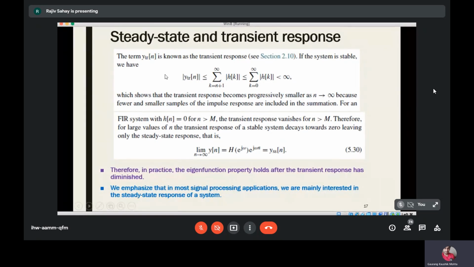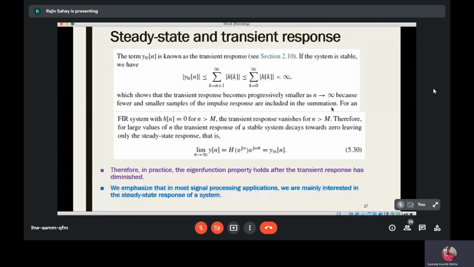So the term y subscript TRN is known as the transient response of the LTI system. If the system is stable, then you have this condition. That is, if you take the modulus on both the sides, you will get the absolute value of the transient response as a finite number. So the transient response becomes progressively smaller as n tends to infinity, because fewer and smaller samples of the impulse response are included in the summation. So the transient response slowly decays out.